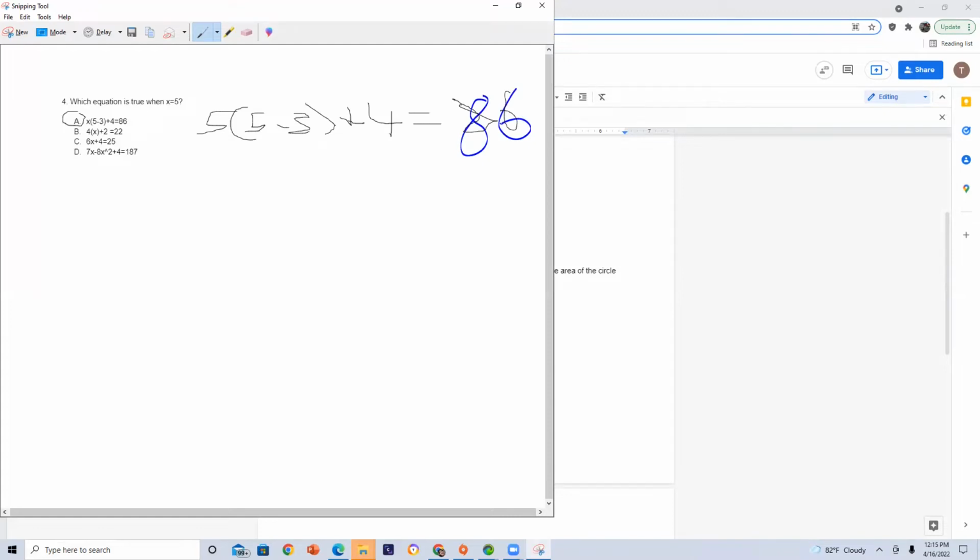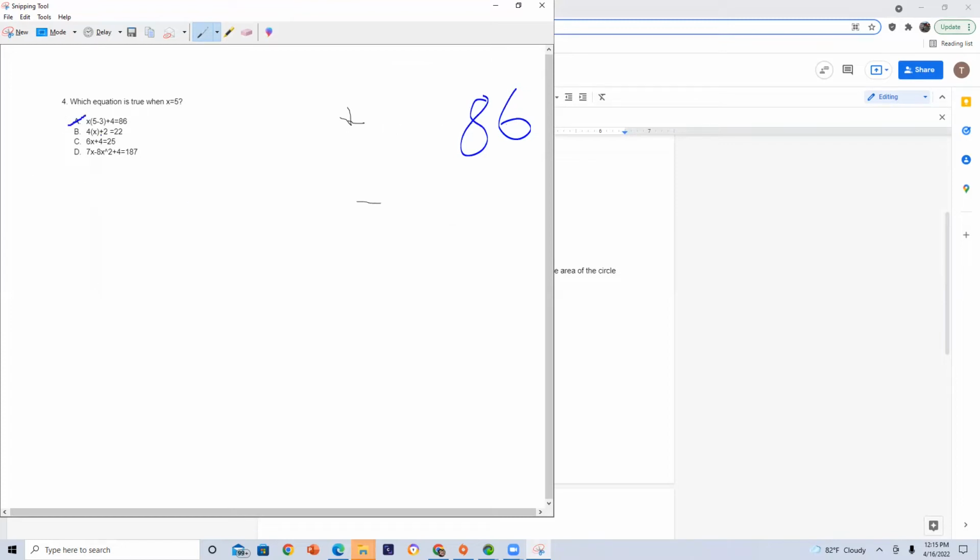So then you would distribute the 5, and you would distribute the 5 to both numbers inside of the parentheses. It's called the distributive property. And so what you would do is multiply 5 by 5, which would get you 25. And you subtract 15. And then you add 4. And then you just do simple math. 25 minus 15 gets you 10. And then 10 plus 4 is 14. And that does not equal that. So now we know that that is not the answer. So we count it as wrong.